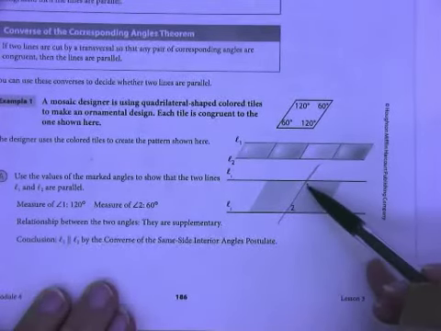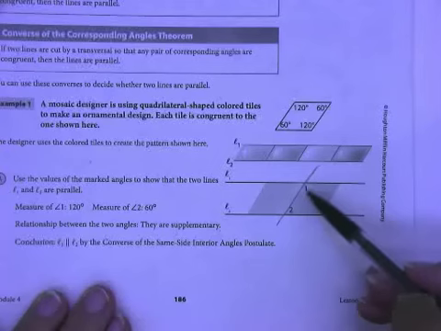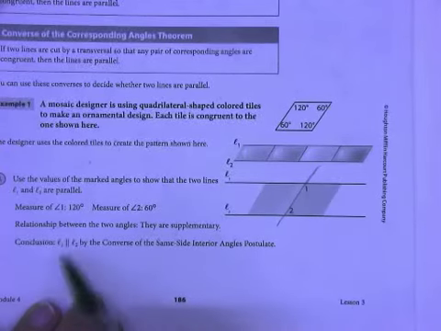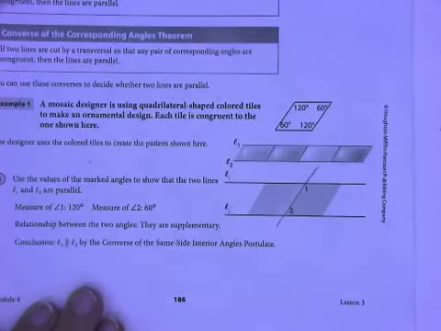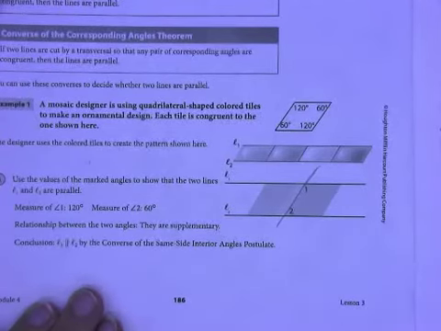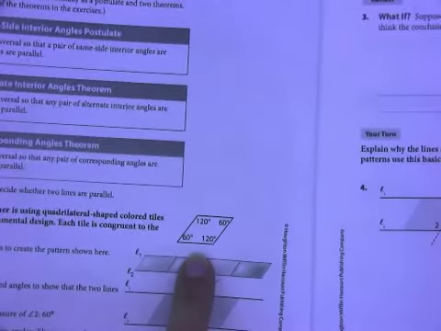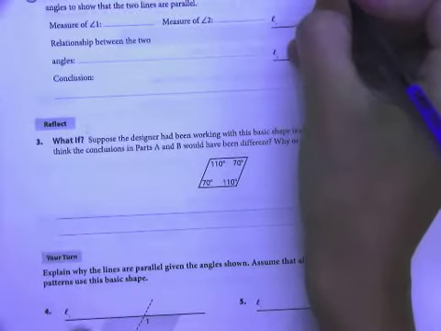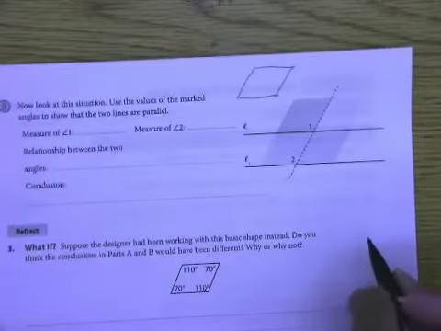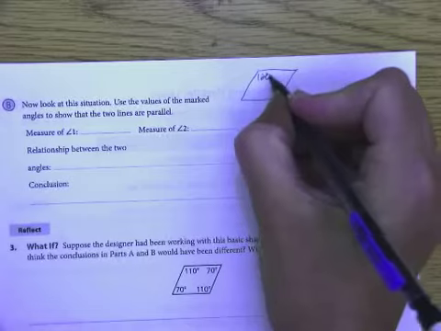And so what is the relationship between the two angles? They are supplementary. And since they are supplementary and they also happen to be same side interior angles, I can conclude that line 1 is parallel to line 2 because of the converse of the same side interior angles postulate. Here, angle 1, let me take this diagram and copy it over onto the next page.